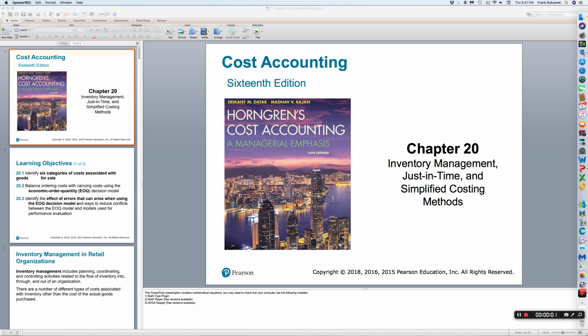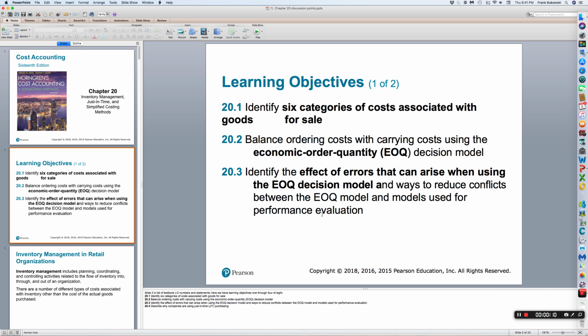Chapter 20, we'll be talking about inventory management in this chapter. So the first thing we're going to do is look at the 6 categories of costs that are associated with goods for sale. We're going to look at what's known as the EOQ, or the Economic Order Quantity Decision Model. And then we'll look at some of the effective errors that can arise when we use this model and some ways that we can reduce conflicts pertaining to performance evaluation.